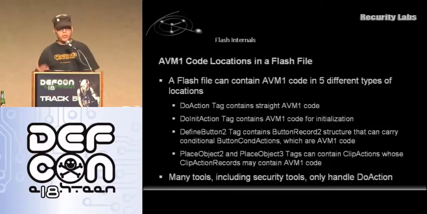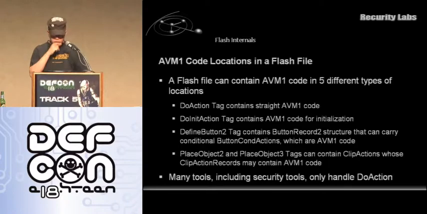So where would you actually look for code within a Flash file? There's a tag type called doAction. Sounds like one. The majority of the AVM1 code is supposed to be there. And then there's the doInitAction tag, which I said is used for the initialization of objects, but can contain pretty much any code you want. There's no restrictions that are put into place by the player.